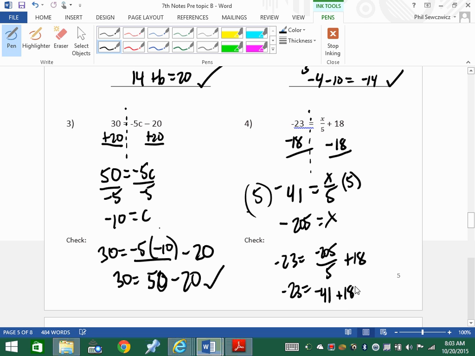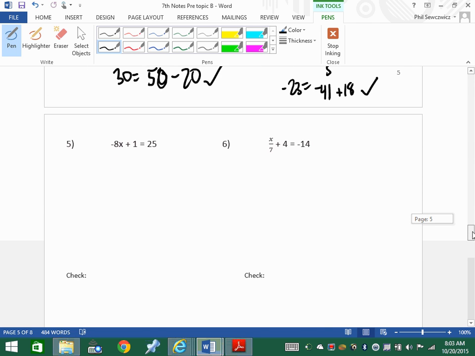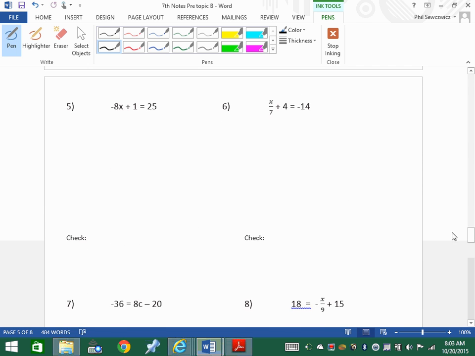Is negative 41 plus 18, does that actually equal negative 23? Yes, it does. We have different signs, so we're going to subtract. So 41 minus 18 is 23. We're going to keep the sign of the larger number. Again, when you do your check steps, it's one of those things of, you can just say, yep, that's right, yep, that works. But you got to make sure your numbers actually do match up. So if you have to do some work off to the side, that is fine.